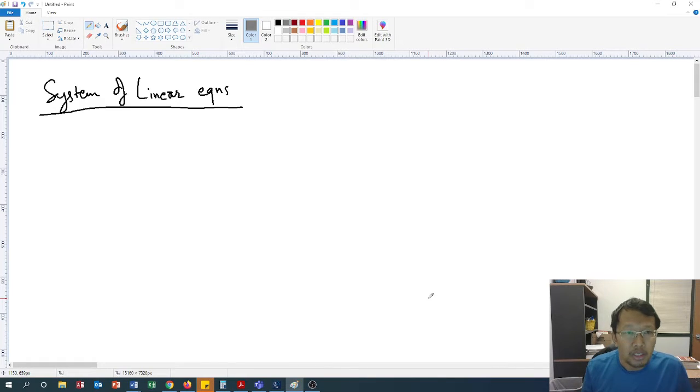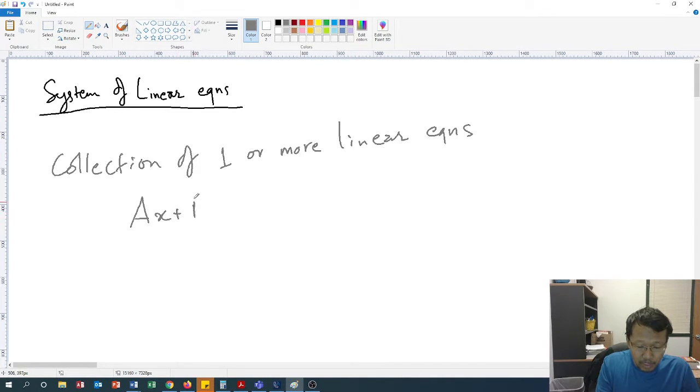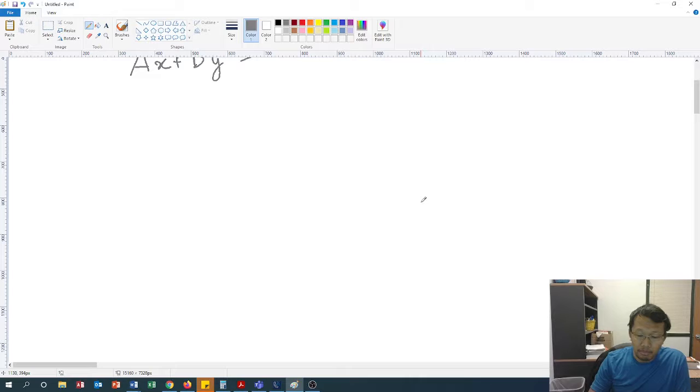A system of linear equations is simply a collection of one or more linear equations of the type ax plus by equals c. Now these equations, as you can see, can be written down in slope-intercept form or any other form you like. Since a collection of one or more linear equations gives a system of linear equations, we need to understand how to differentiate between all of those. Differentiating between those is given by the number of solutions they have.